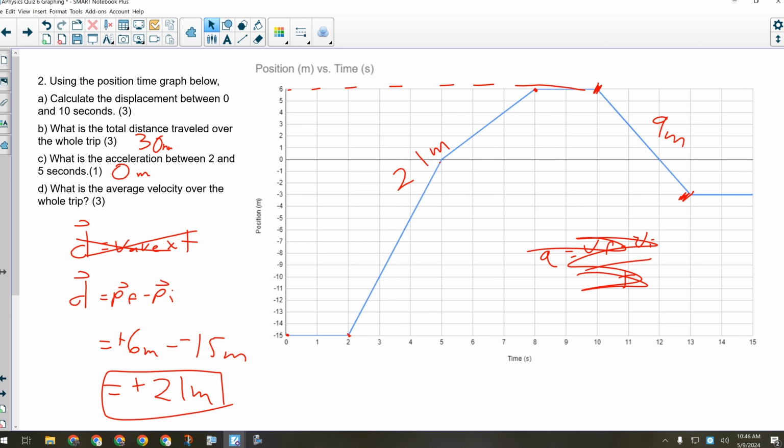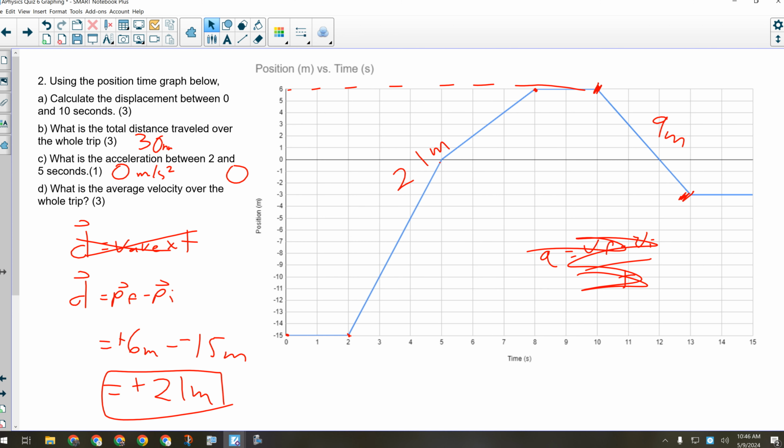The object is not accelerating during that time. Now, here's a weird thing. 0 meters per second squared is a correct answer for this, as is just 0. Because technically you can't put units on something that has no value. So either one of those would be okay.